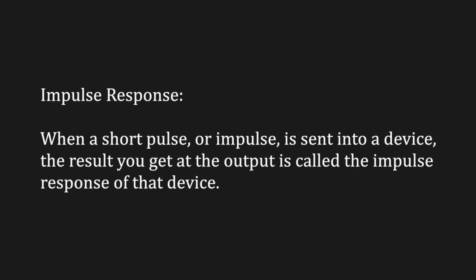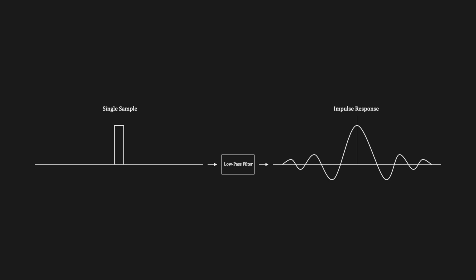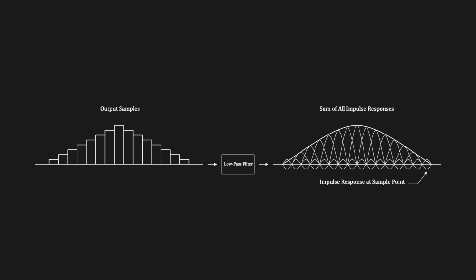When a short pulse or impulse is sent into a device like a low-pass filter, the result you get at the output is called the impulse response of that filter. In general, the output signal of a filter is the result of combining, or convolving, the input signal with the filter's impulse response. For an ideal brick wall output filter, this impulse response perfectly rebuilds the original audio waveform. Each sample value appears at its sampling point, and the sum of all individual impulse responses between those points forms the smooth, continuous waveform. This overlapping of impulses fills in the gaps between samples, creating the full analog signal.